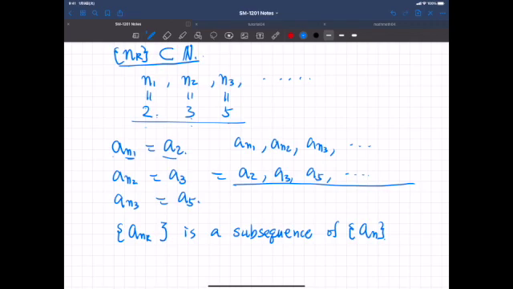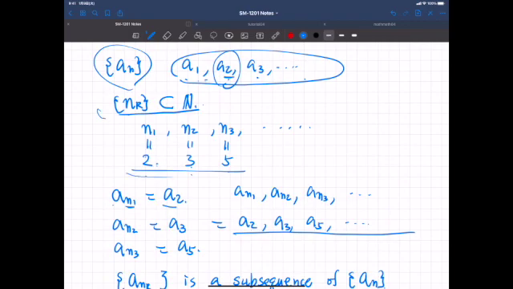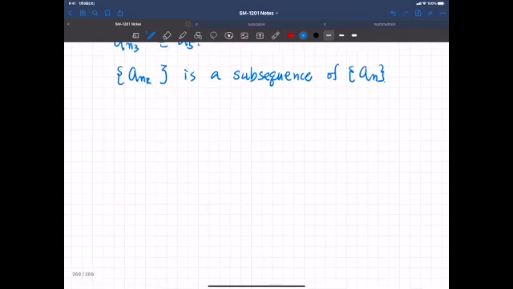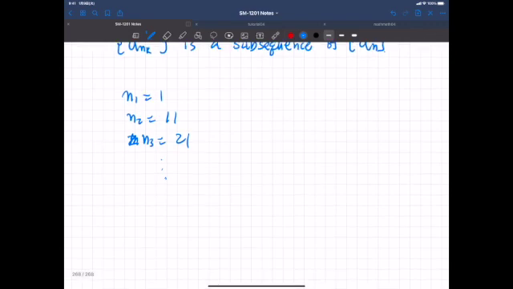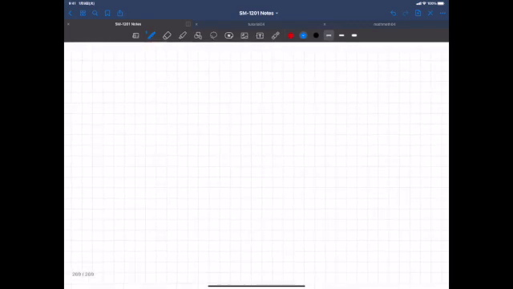If you choose a different subset of natural numbers, for example, n1 to be 1, n2 to be 11, and n3 to be 21, and so on, you could define another subsequence like a1, a11, a21, and so on. So there are lots of subsequences possible. Next, we explain an important theorem about subsequences.